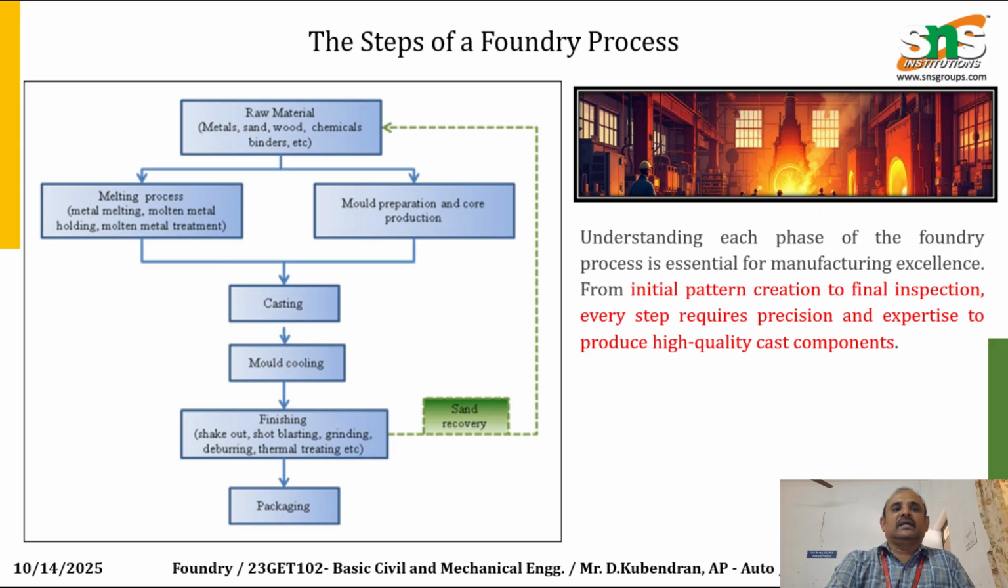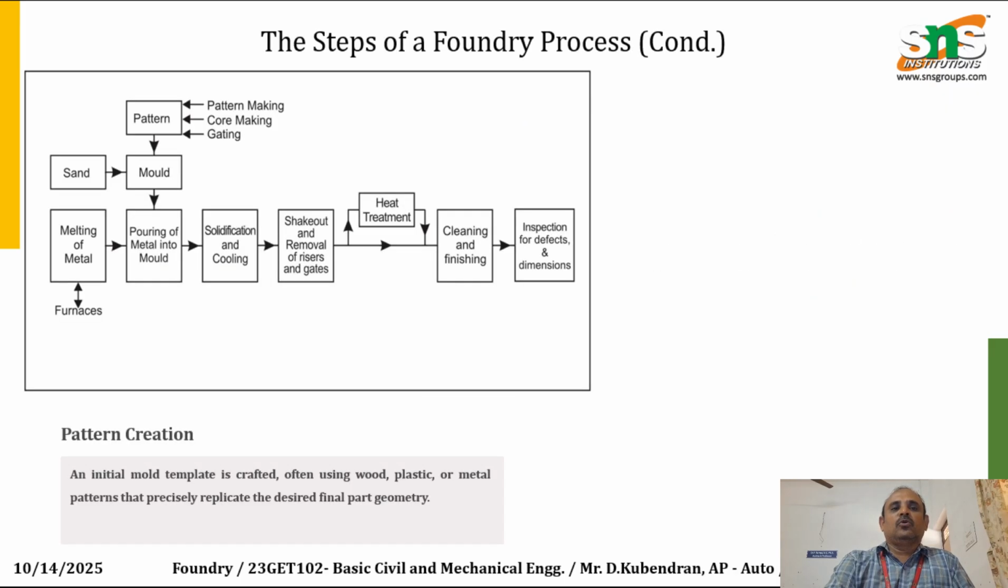Melting of metal. The required metal or alloy is melted in furnaces such as cupola, induction or crucible furnace depending on the material. Pouring. The molten metal is poured into the mold cavity through the gating system carefully to avoid turbulence and defects. Next one is solidification and cooling. The molten metal cools and solidifies in the mold, taking the desired shape of the pattern. Cooling rate affects the strength and the grain structure.